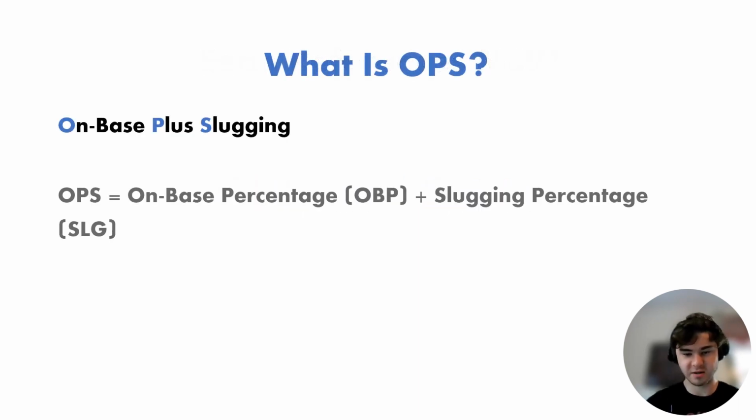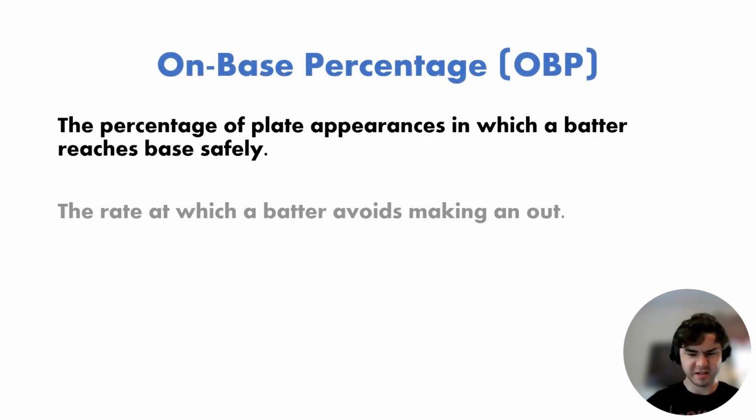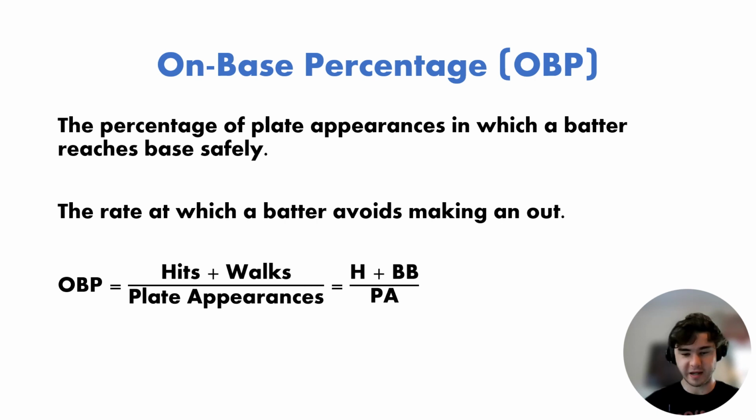So the first question here is, what is OPS? And as many of you who are baseball fans already know, it stands for on base plus slugging, which is very simply on base percentage plus slugging percentage added up into one number. Now, to really explain OPS, I need to explain on base percentage and slugging percentage themselves.